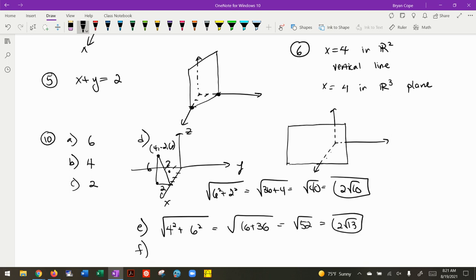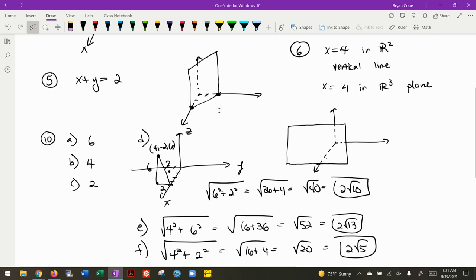And for F, if we want to find the distance to the z-axis, we're going to use the x and y coordinates in our drawing. You could add to the drawing, of course, to figure that out, but it would get a little bit messy. So we're going to go 4 squared plus 2 squared, 16 plus 4, root 20, or 2 root 5. Okay, that's 10.